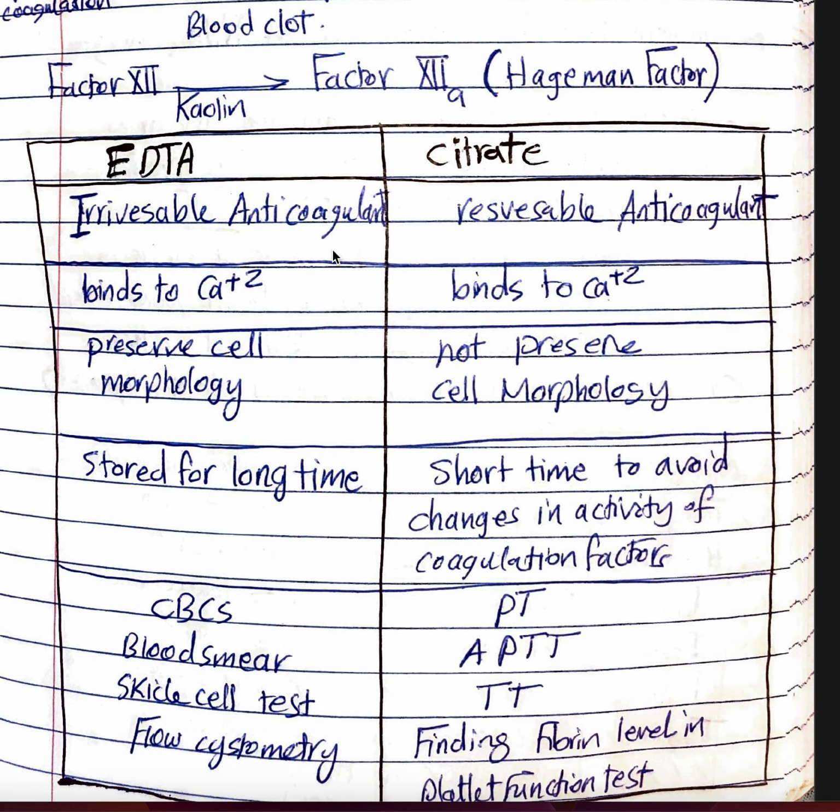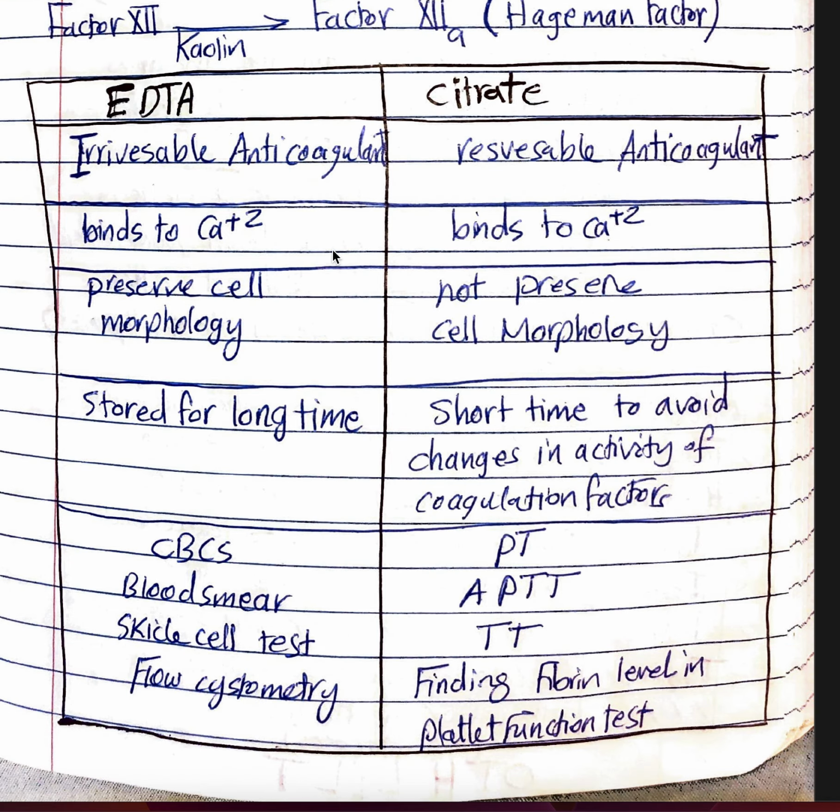And we use EDTA when I don't want coagulation anymore. So I use it for CBC, blood smear, skeletal tests, and also flow cytometry, because I don't want to see any coagulation in the sample. So I use an irreversible anticoagulant like EDTA, and at the same time it preserves the cell morphology. It lasts a long time, so it's ideal for me.